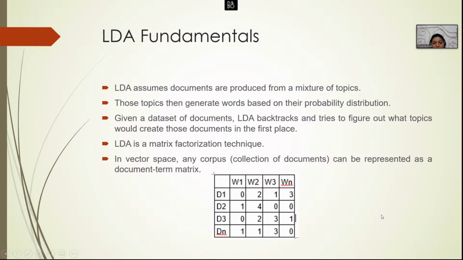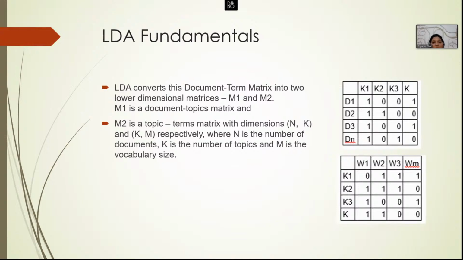So if we have to represent it, this is nothing but a collection of documents, D1, D2, D3, and this is the collection of the words in the documents. Okay, so maybe the word W2 occurred two times in document one, and so on and so forth. Okay, so word by word, as we do in TF-IDF, term frequency inverse document frequency, each word and the frequency with which it appears in the documents. Okay, and then LDA converts this into two matrices.